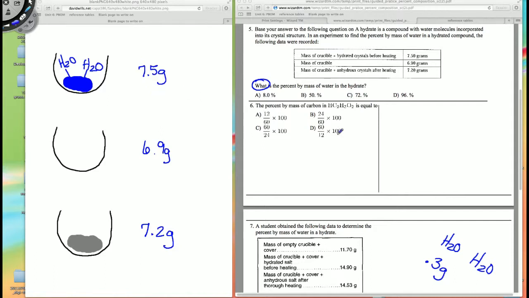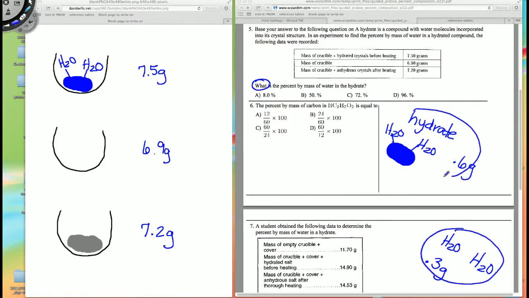So the hydrate, let me write that over here, the hydrate, which is just that, with the 2 water molecules attached to it, is going to weigh 7.5 minus 6.9, which is 0.6 grams. So here's my part, here's my whole. Now I've got to stick it into the formula.